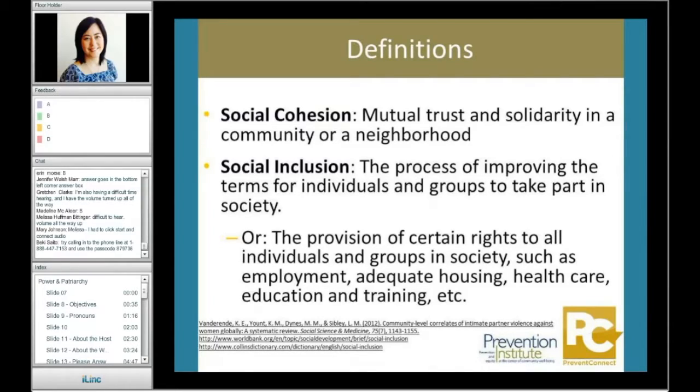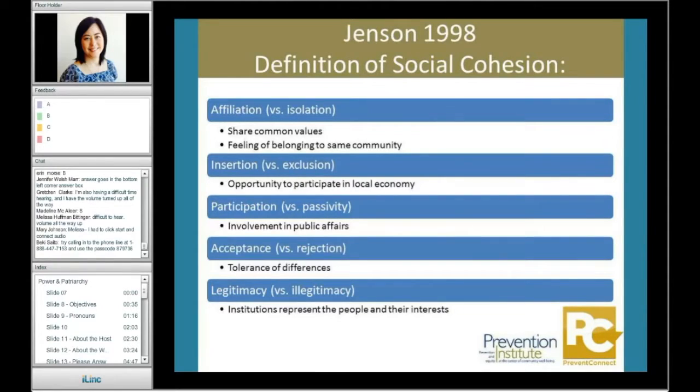So Emily, we're curious to hear from you about these definitions and how they relate to each other. Could you talk a little bit about, I think on the next slide we have your definition of social cohesion, and how you see these terms being related to each other? Yeah, sure. I'm happy to talk about it.